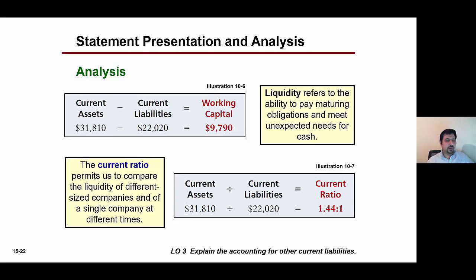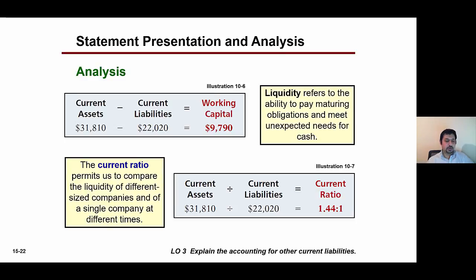Another term that would provide a relative number would be the current ratio, which is the current assets divided by current liabilities. It tells us the size of current assets compared to current liabilities, and how many times the company's current assets can pay the current liabilities of the company. In this case, for example, the current ratio is 1.44 to 1, which means that current assets would cover 1.44 times the company's current liabilities.